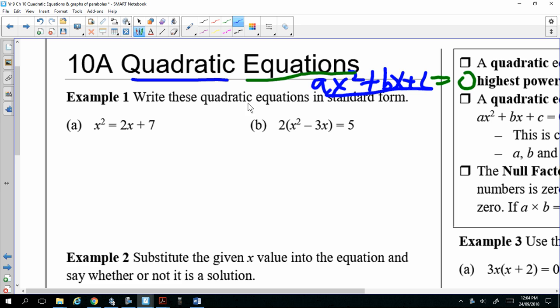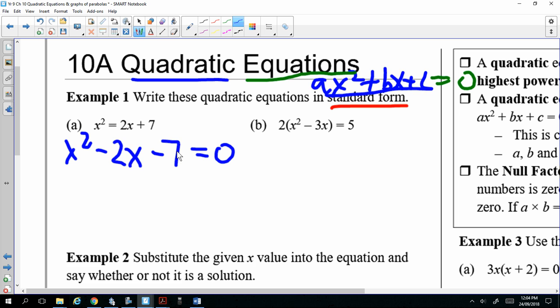So write this quadratic equation in standard form. This is the standard form. Standard form means you move all the terms to the left side. So x squared minus 2x minus 7. This is called the standard form, where every term is on the left side, starting with the x squared term, and the x term, and then the term without the x. Does that make sense? This is called the standard form.